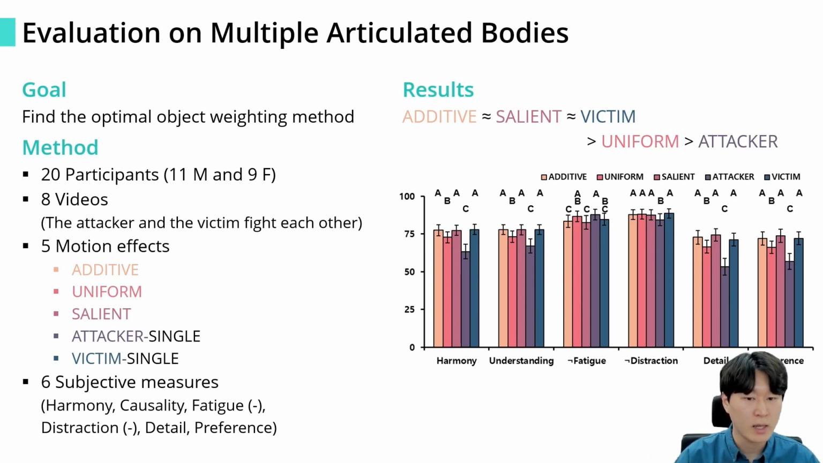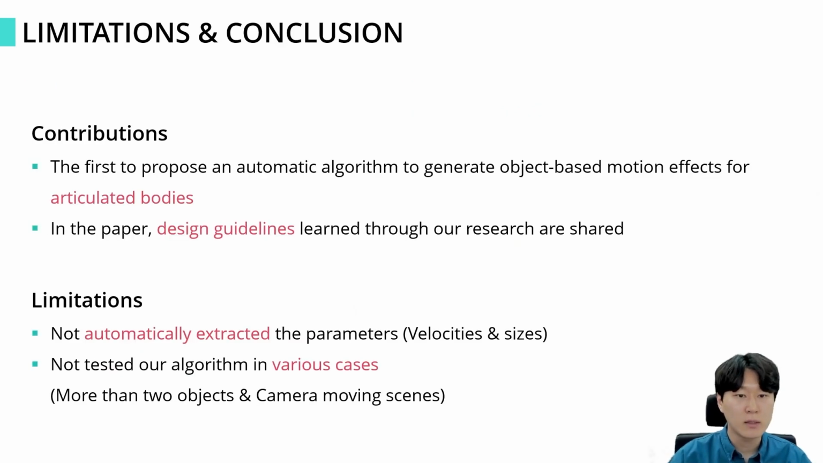We expect that additive and salient will be more advantageous for the scenes where many people fight each other, because additive and salient emphasize more important object motions at each moment. This is the conclusion. This work is the first to propose an automatic algorithm to generate object-based motion effects for articulated bodies. Also, in the paper, we share design guidelines learned through our research.